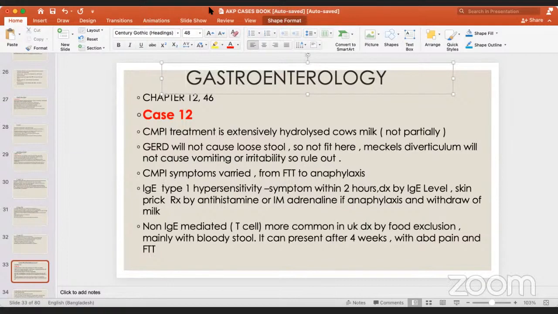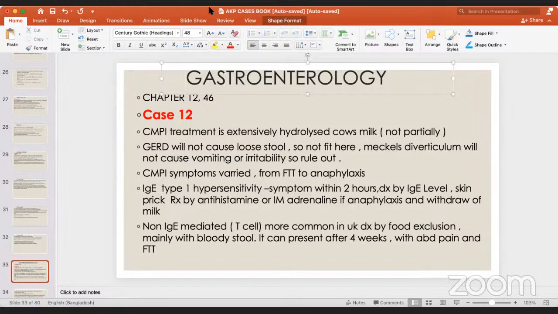On examination, you saw the child is irritable, and her weight is on the 9th centile. So we know from the growth chart that the 9th centile is not so good. She has a small patch of eczema on her arms and legs. Her abdomen is soft, but perianal redness is noted. Now, perianal redness and perioral redness or rash sometimes indicate acrodermatitis enteropathica, zinc deficiency.